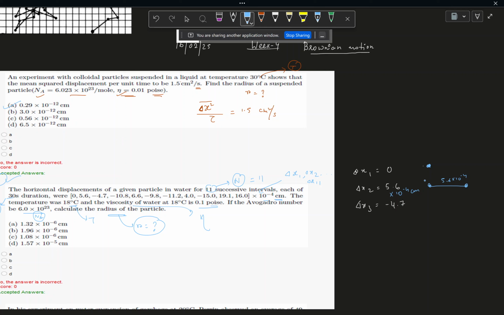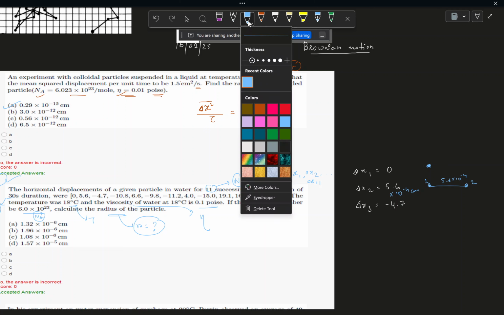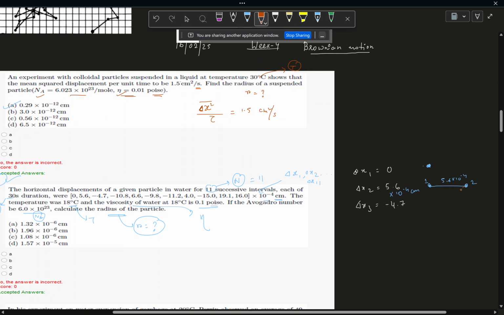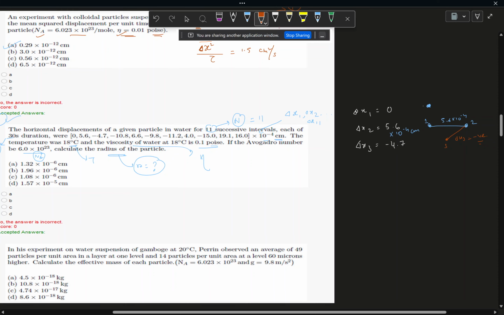Okay, so this is the second position, and then in the third position it goes to a position, let's say here, where it has been moving in the negative x direction. So in the third part, from x2 to x3, the movement delta x3 is negative because it is going in the negative x direction now, and similarly it follows a zigzag continuous motion.